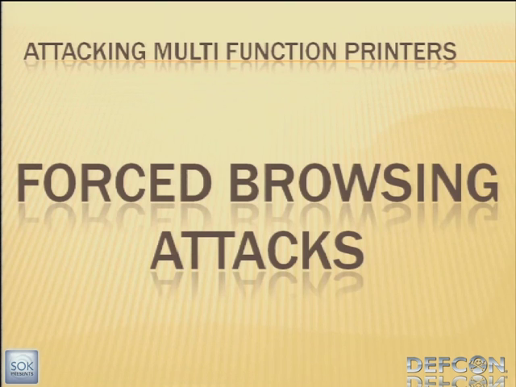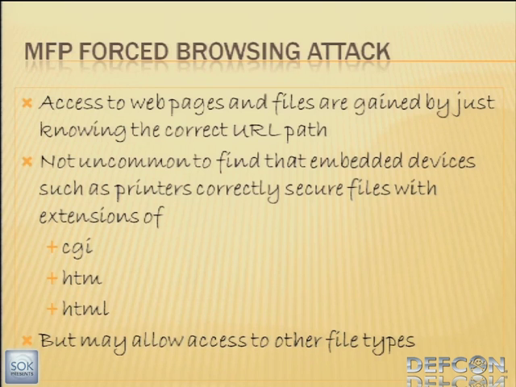So the next one I want to move on to is forceful browsing attacks. Basically, with a forceful browsing attack, it's the concept that if you know the URL that you want to get to, in spite of the security of the device, you just type in the URL and you go to it. One of the things I've noticed over many years of looking at embedded devices and multifunction printers is that a lot of times they will properly handle security on file extensions that are standard, like .cgi, .htm, .html. But if it's a non-standard file extension, on a lot of printers and embedded devices, you can just query for that and it'll give it to you without any requirement for authentication.